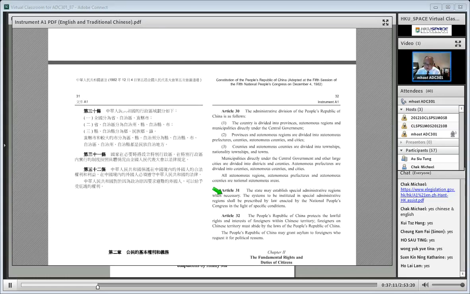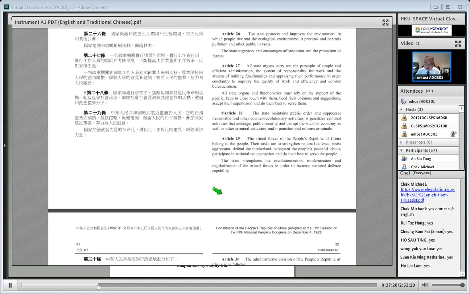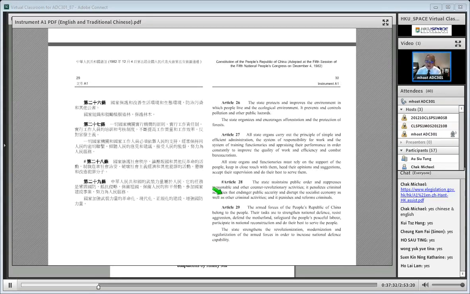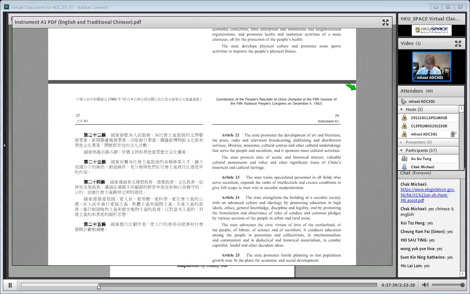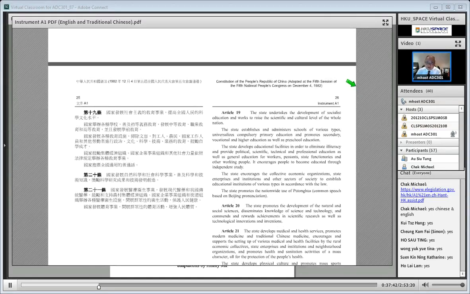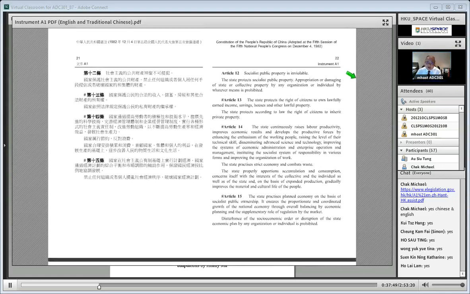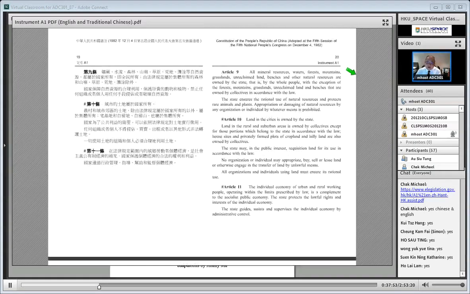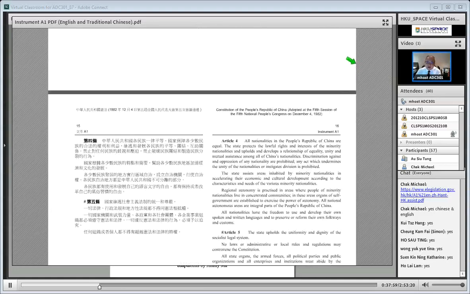I should mention at this point that sometimes you hear the reference to unitary state. China, or PRC, is a unitary state, right? Which is different from that of a republic, a federation, or a confederation. What it actually means is there is only one state, and that is PRC, and all the powers rest with the PRC.